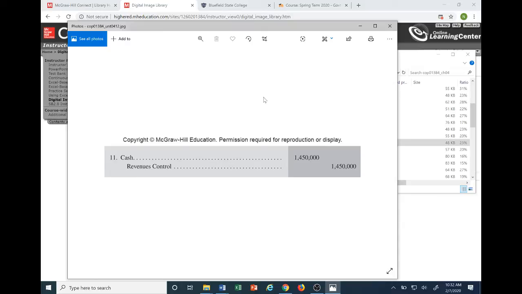Underneath the revenues control, the subsidiary ledger would break down the sources of revenue. In this case, it would say licenses for the X amount, permits, fines, until it adds up to this total. You're absolutely right, because we want to know revenues by source. We want to know where it's coming from. If the subsidiary ledger didn't show that, then when we looked at the statement of revenues, expenditures, and changes in fund balance, it would only say revenues control, and it'd just be one big number. We'd have no idea where it came from.